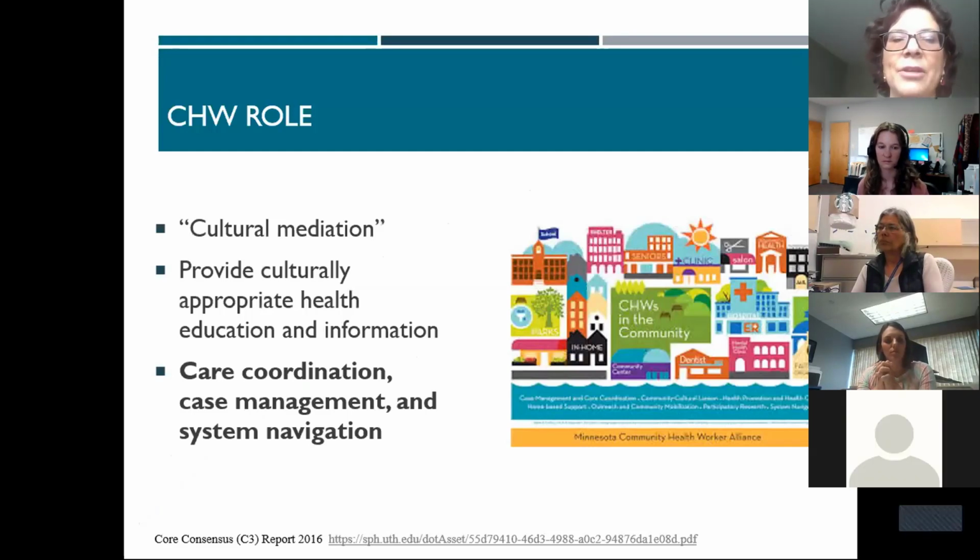But the CHW continues to have a primary function as that cultural mediator between a community that's vulnerable or underserved and the healthcare system. And being a cultural liaison allows them to provide culturally appropriate education and information. And then more recently, we see that community health workers are often not only connecting community members to healthcare systems, but also navigating them through a healthcare system with care coordination and case management.